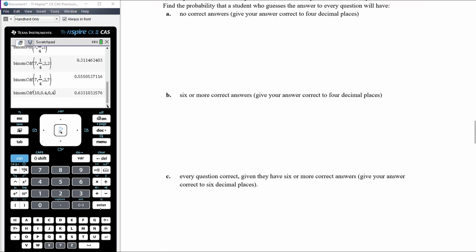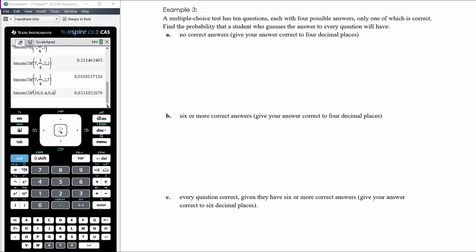Okay, example 3. A multiple choice test has 10 questions, each with 4 possible answers, only one of which is correct. Find the probability that a student who guesses the answers to every question, so randomly chooses an option at each choice, will have no correct answers, etc.